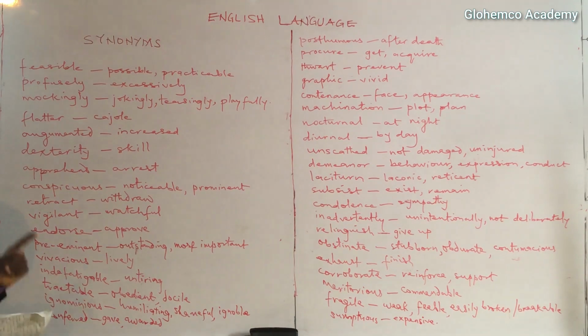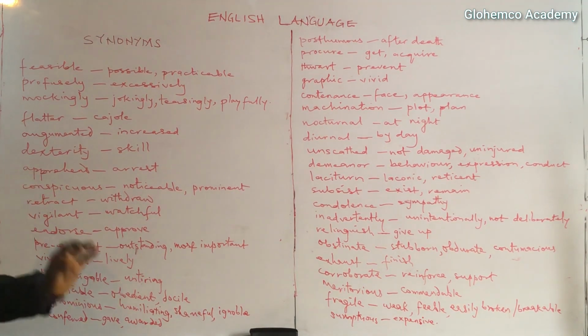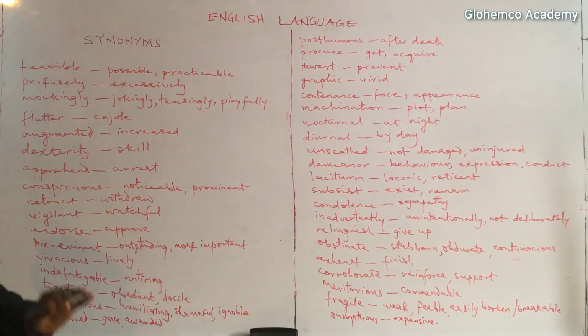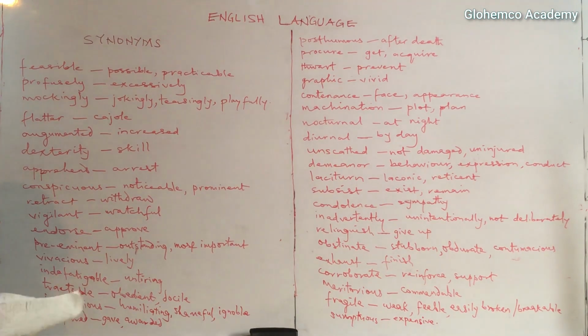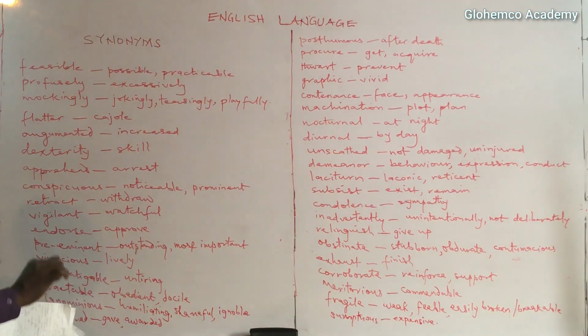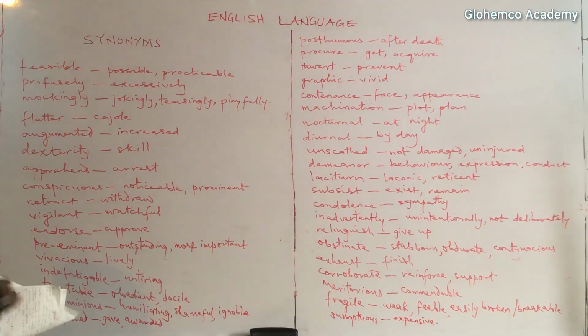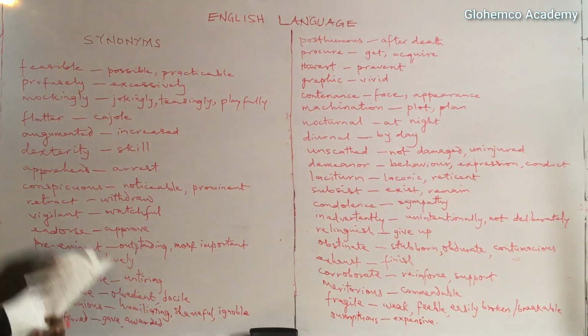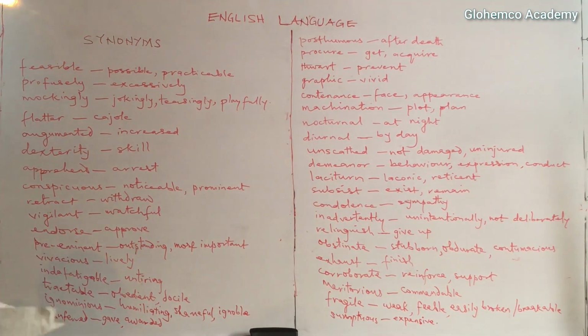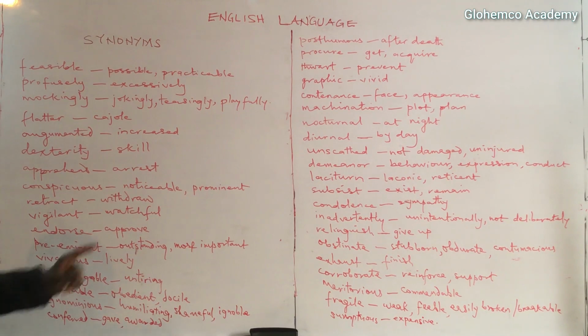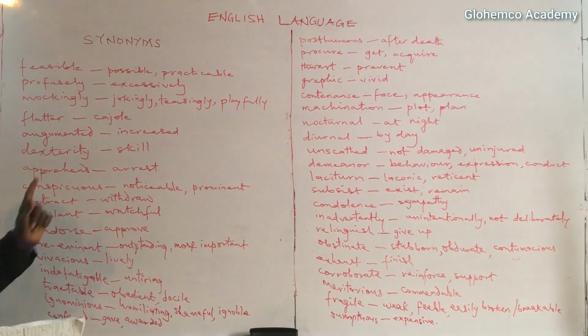Now anytime you mention police, it is followed by a plural verb. Police is often followed by a plural verb, but you can singularize it if you like by saying the policeman. That means single. But when you just say police, it is plural. Please take note of that. Then we have conspicuous, noticeable, and then prominent. Noticeable and prominent. That's conspicuous.